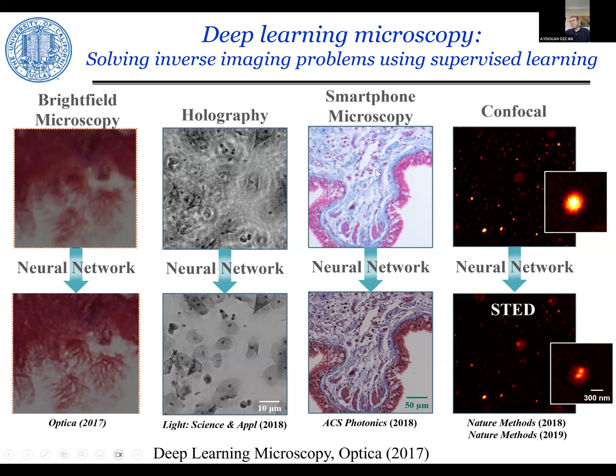You can take a smartphone-based microscope that has resolution limitations, color aberrations of different kinds, and establish a transformation using a neural network through pairs of image data coming from an inexpensive field-portable microscope versus a diffraction-limited benchtop state-of-the-art microscope.